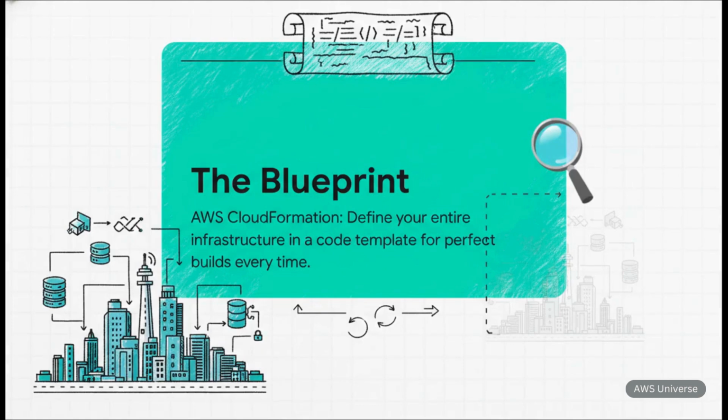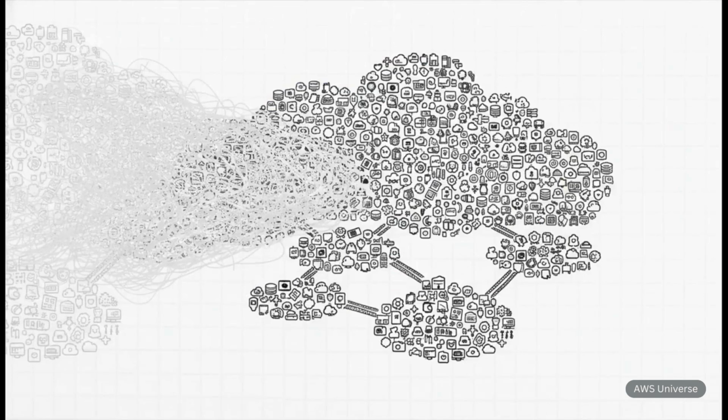And now, for what might just be the most powerful tool in the whole city, CloudFormation, or the blueprint. This thing lets you define your entire city, every server, every database, every network rule, all as code in a single file. Now, why is that such a game changer? Because it means you can use that blueprint to build a perfect, identical copy of your city, anywhere in the world, in just a matter of minutes. It's incredible.